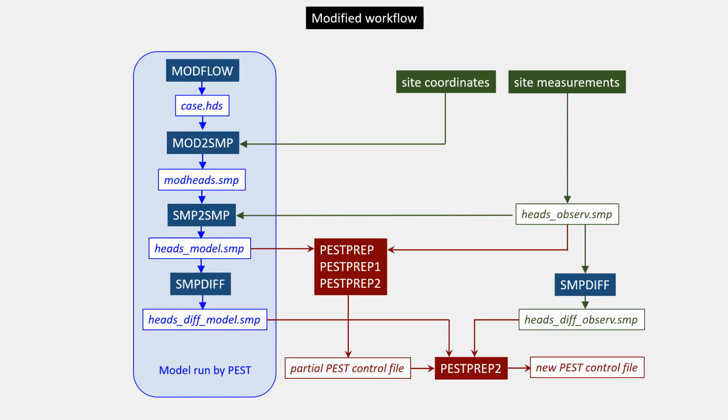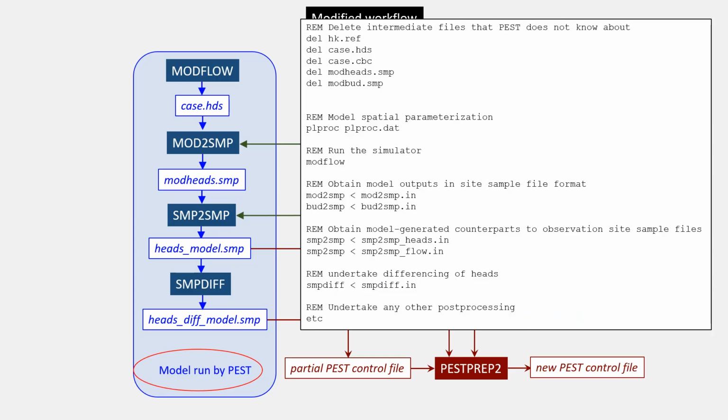So here's our workflow, and this is the model run by PEST. Let's just have a look at this model. It'll be encapsulated in a batch file. So in this case, our simulator's MODFLOW. Here we're doing the spatial interpolation. Here we're doing time interpolation, and here we're doing the differencing.